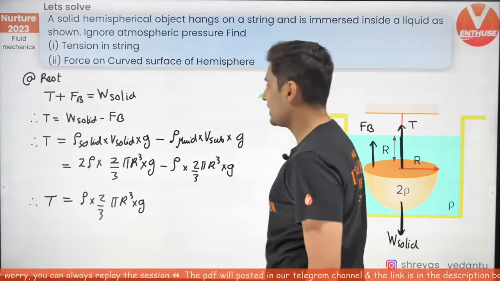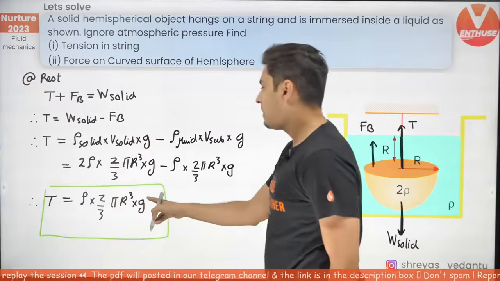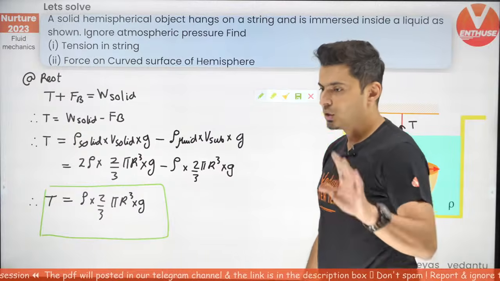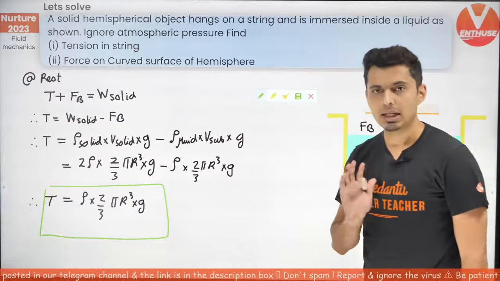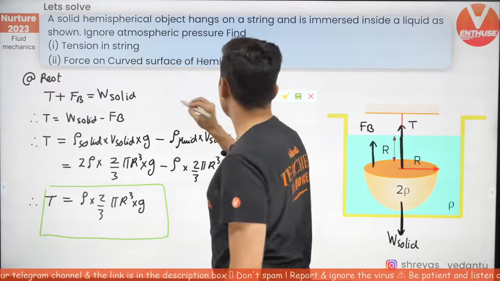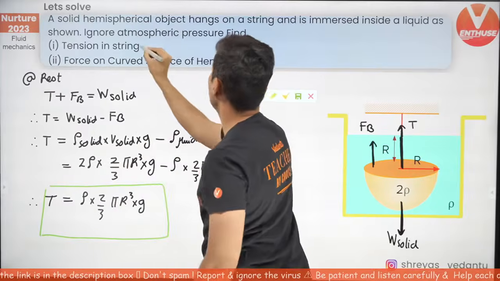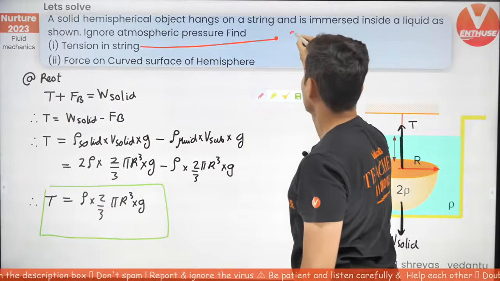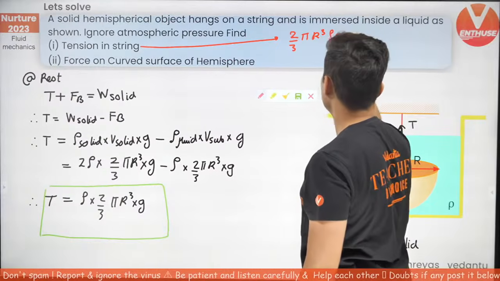So I think we have figured this out. The value of tension is 2 by 3 pi r cube rho g. Perfect reduction. Got it till this point? So I think tension is done. I'll just put the value of tension over here. So the value of tension that we got was 2 by 3 pi r cube rho g.